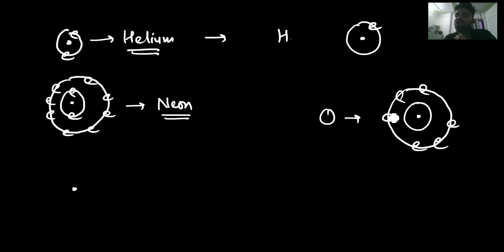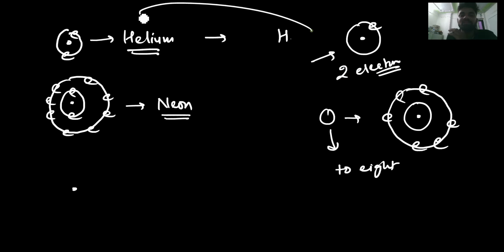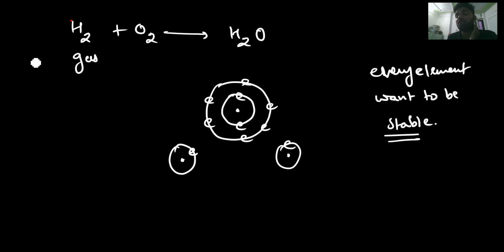So what is going to happen here is that these elements are going to share their electrons. Oxygen wants to have 8 electrons, and this wants to have 2 electrons. Why? Because the nearest noble gas for hydrogen is helium, and the nearest noble gas for oxygen is neon. So it wants to have 8 and it wants to have 2. Everybody clear?